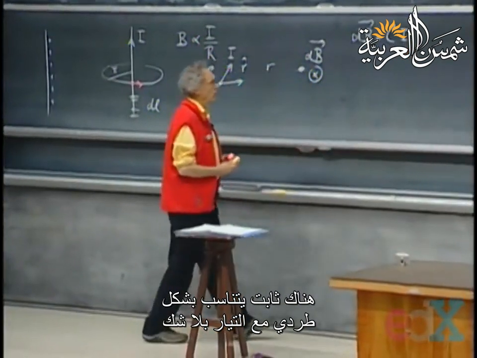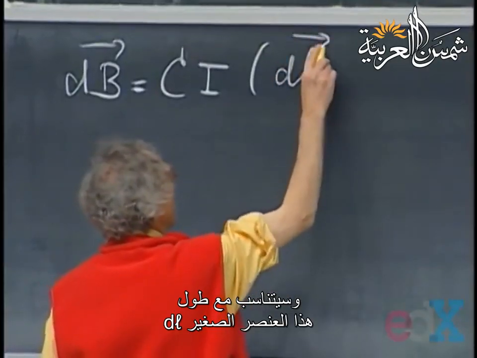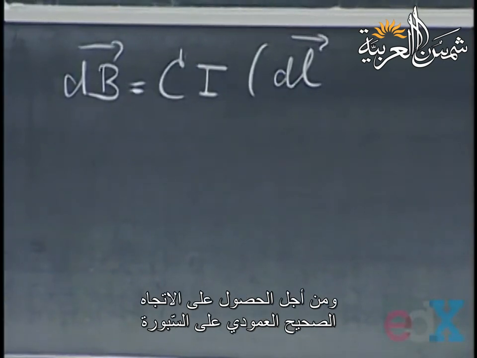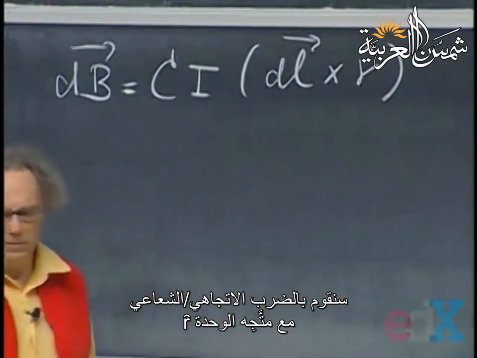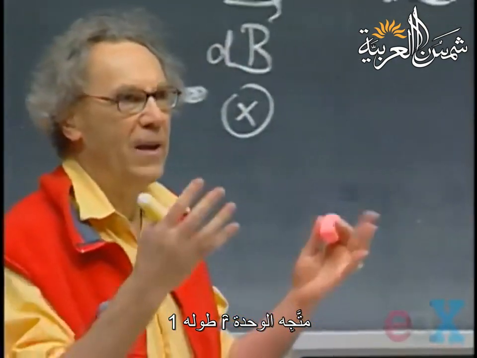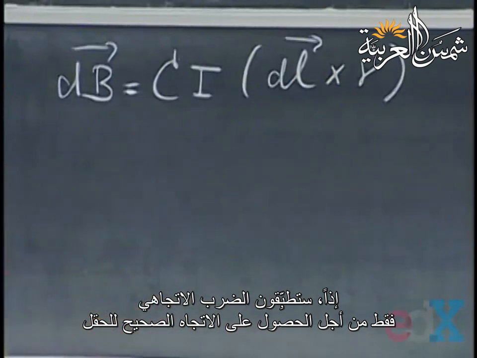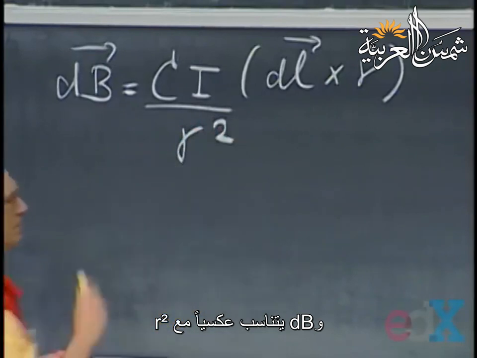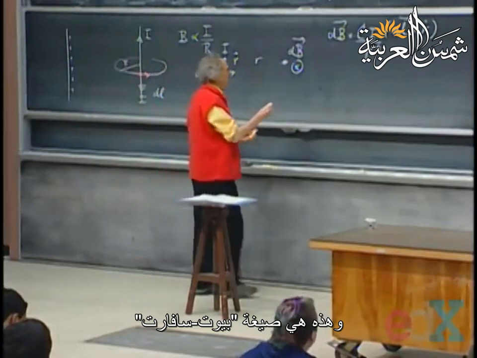proportional to the current, no doubt, and then it's proportional to the length of that little element dl. If it's longer, then the magnetic field is larger. And in order to get the direction right, perpendicular to the blackboard, you take the cross product with the unit vector r. The unit vector r has length 1, so you only do that in order to get the direction right. And then inversely proportional to r squared. That's of course key. And this is the formalism by Biot-Savart.